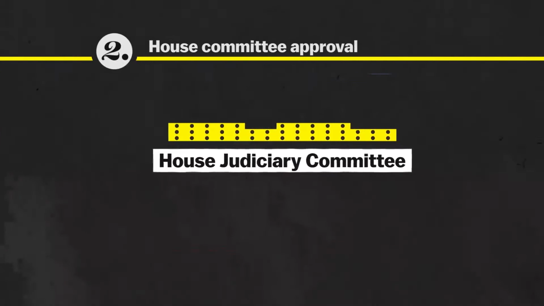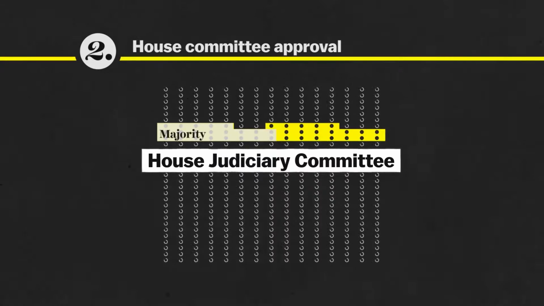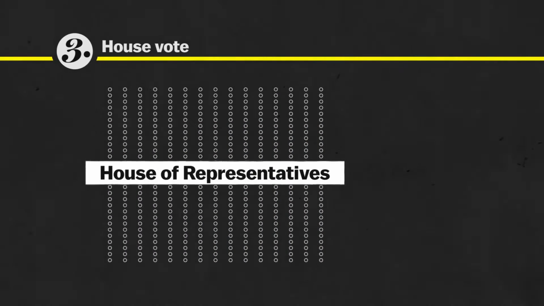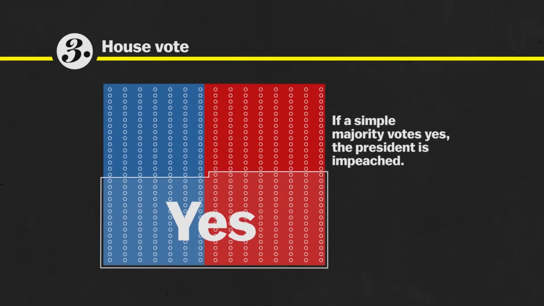But plenty, like this one, go nowhere. That's because impeachment charges have to be approved by a majority of the House Judiciary Committee. Next, the full House of Representatives votes on whether to impeach. If a simple majority votes yes, the president is officially impeached.